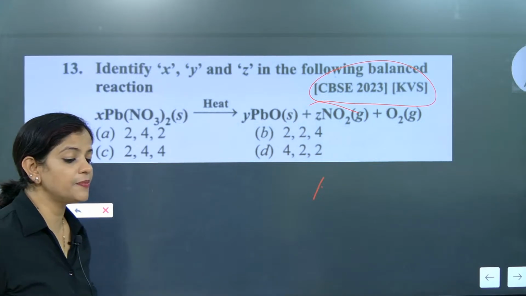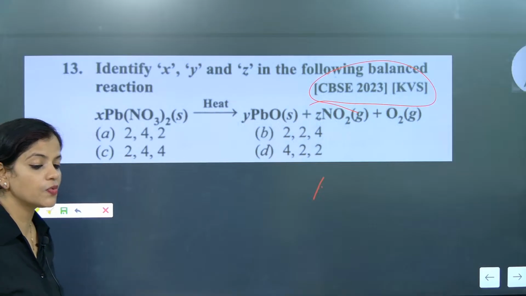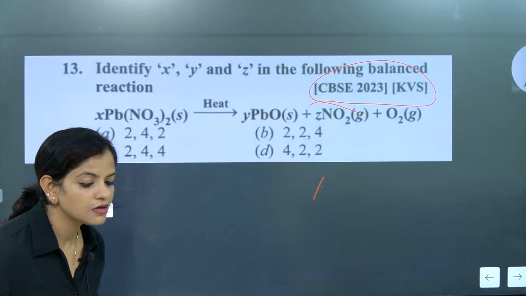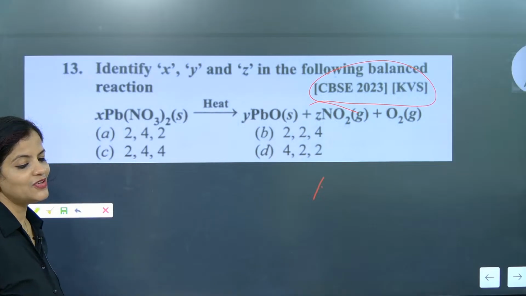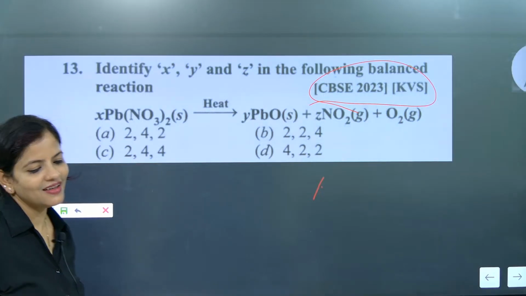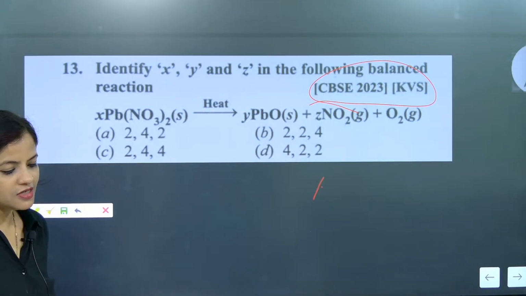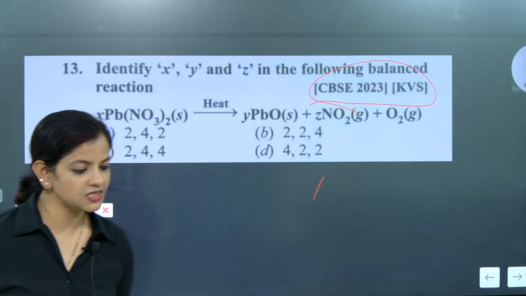Identify, because this is a CBSE 2023 question, KVS question. Vishwa is telling answer is B. Come on, give the answer. Perfect answer I'm needing, please.